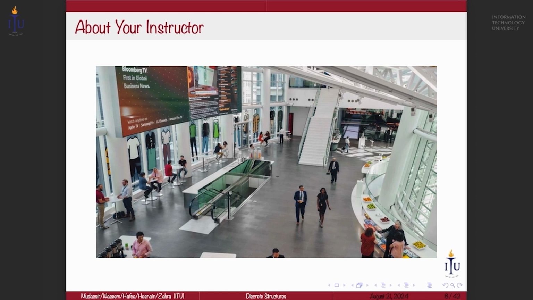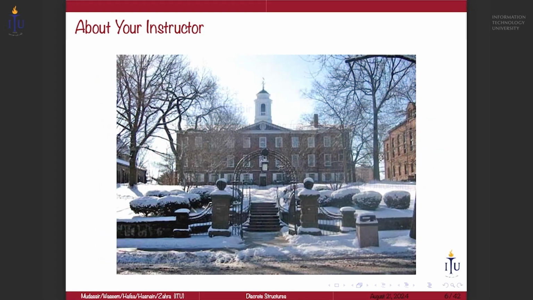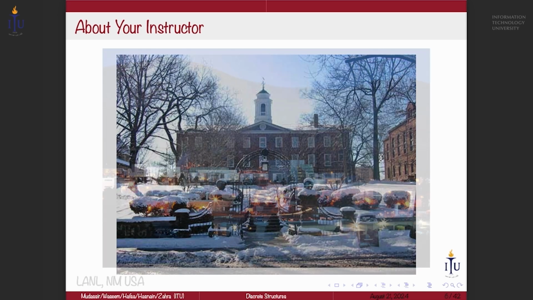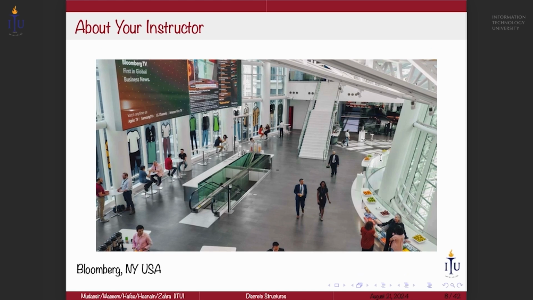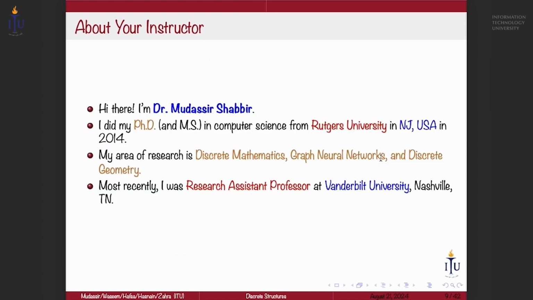Some people recognize this. Do you know what this place is? This is Bloomberg headquarters in New York. If you look at the corner, maybe you can read the words here. February 21 to February 23, I was at Vanderbilt University, which is also in the US, and I was actually teaching there. Anyhow, I've been to a few places.